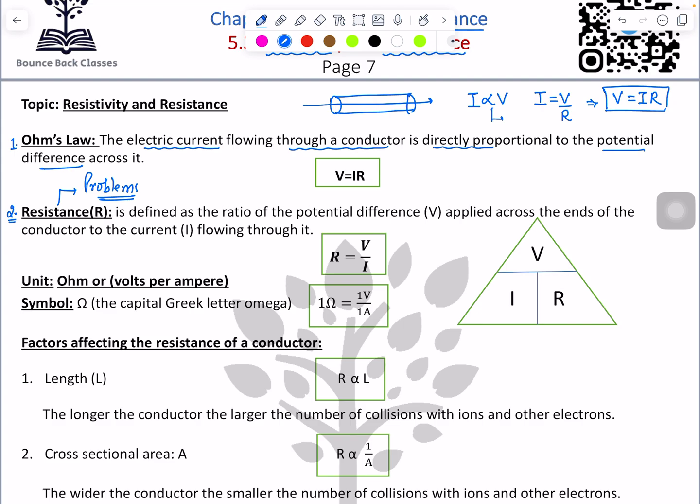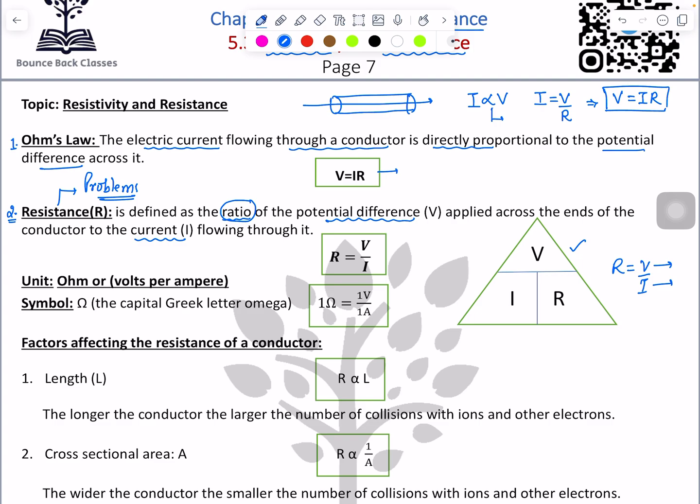This is the technical part: how the definition is defined as the ratio. We know V equals IR, so we can use this triangle to solve for R. Can I say R equals V upon I? So now go back to the definition: the ratio of potential difference divided by current. So the ratio of potential difference V applied across the ends of the conductor to the current I flowing through it. So it's a ratio of potential difference per unit current.